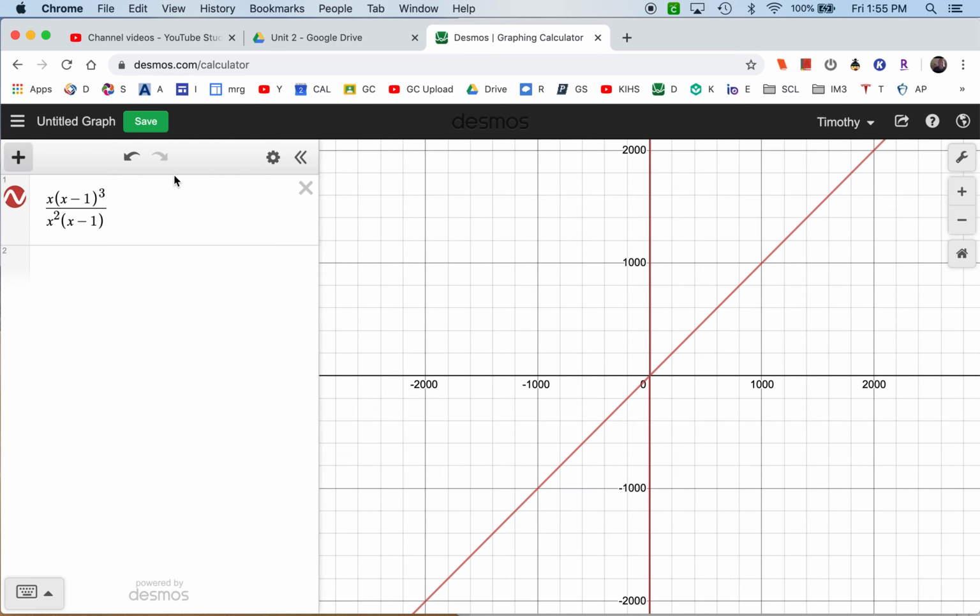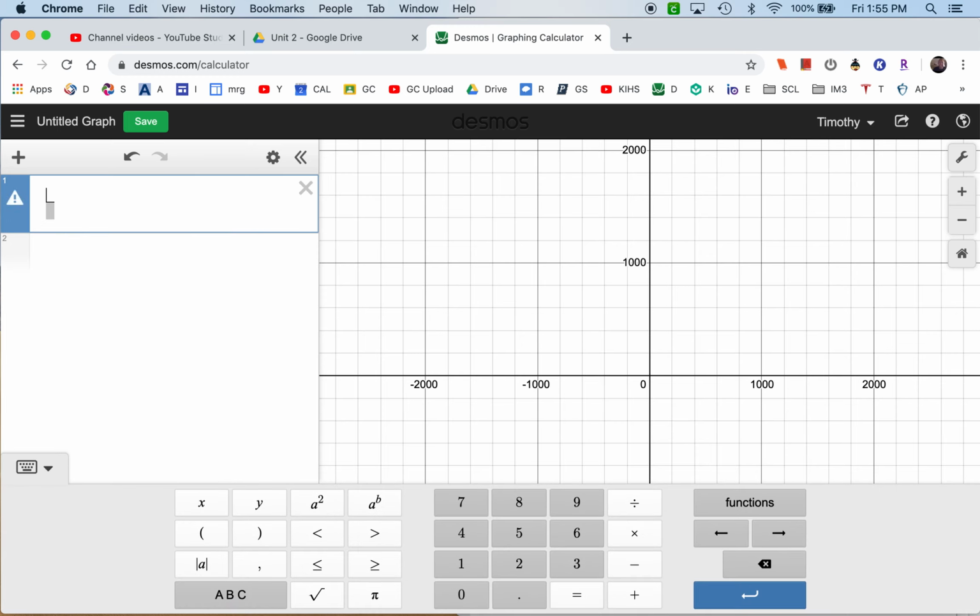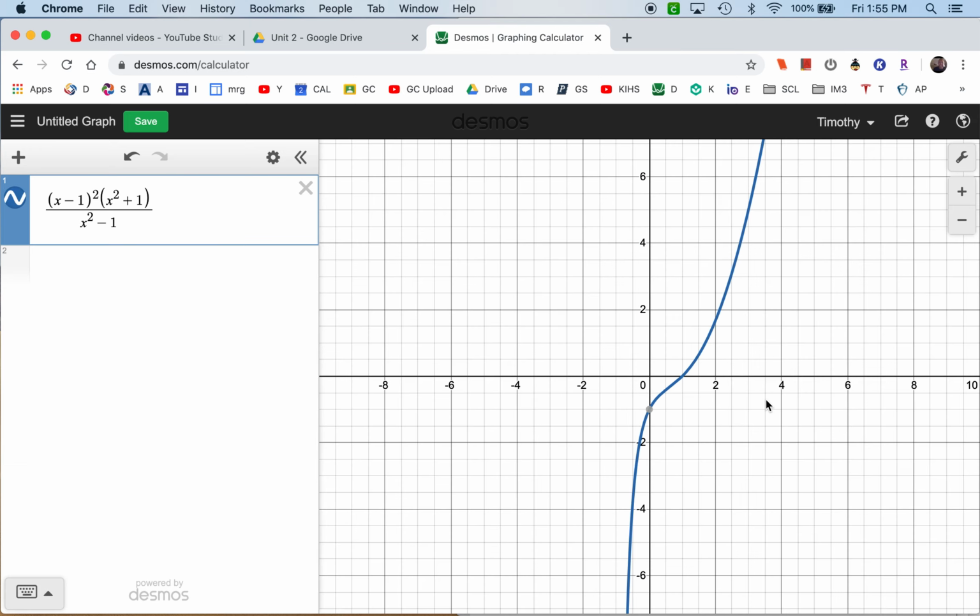What was it again? So that equation was (x subtract 1) squared, times (x squared plus 1), and then over x squared subtract 1. Let me make sure I typed it in correctly. There it is. I'm going to press the home button so it centers it again.